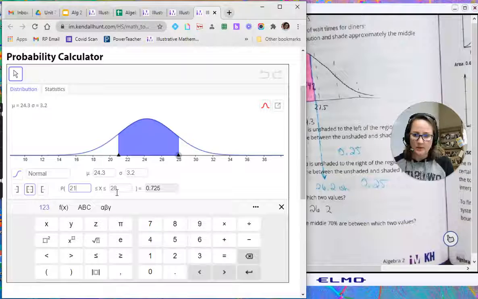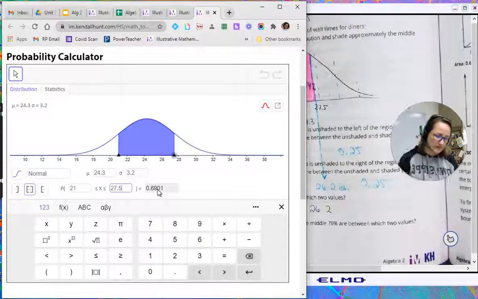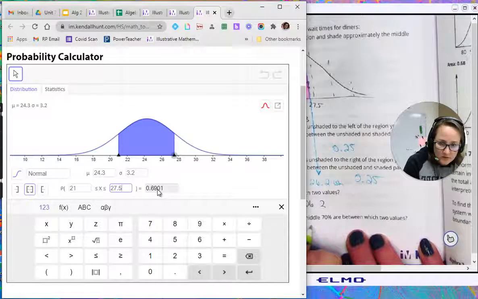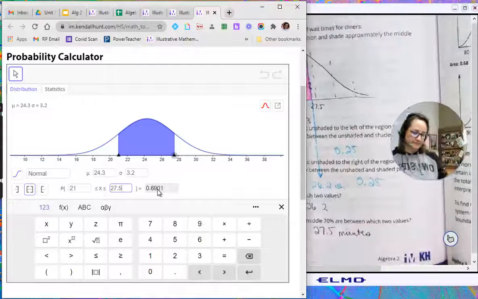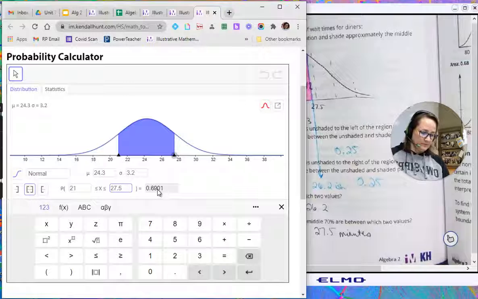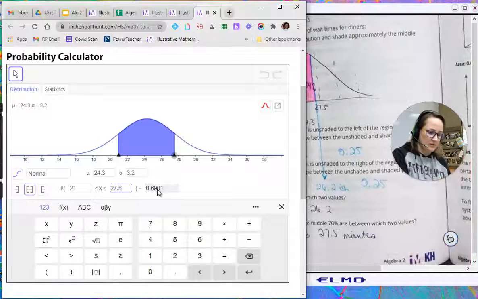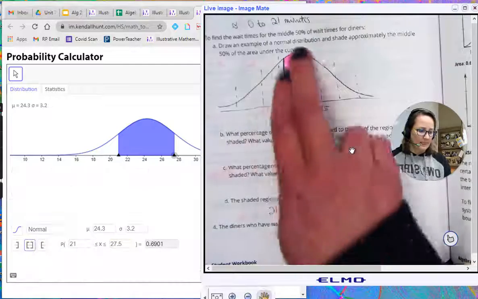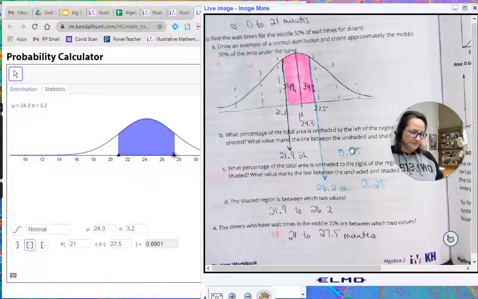Even just rounding up and down is, that's pretty darn good. Look, I got 69%. That's darn close to 70. So I would be looking from about 21 to about 27.5 minutes. All right, so this is a pretty tight standard deviation going on here. There's not a whole lot of difference between that 50% here, these values, and 70% here, these values.